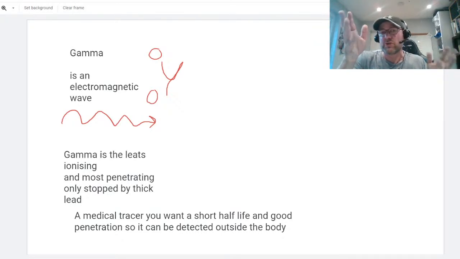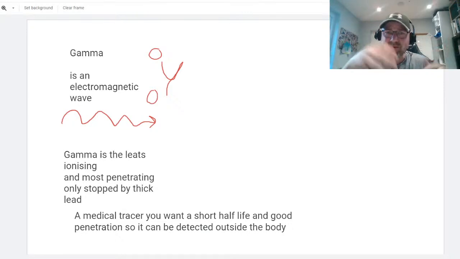There's not just protons, neutrons, and electrons in a nucleus. There's like, I don't know, 16 different particles. So there's loads of other stuff in there. So don't worry too much about that. You won't be tested on that.